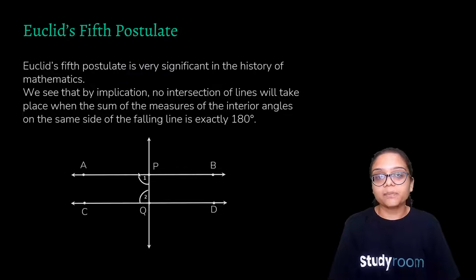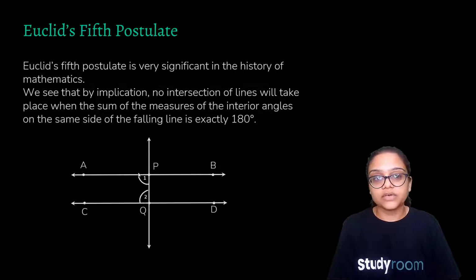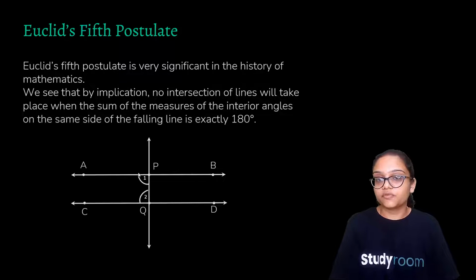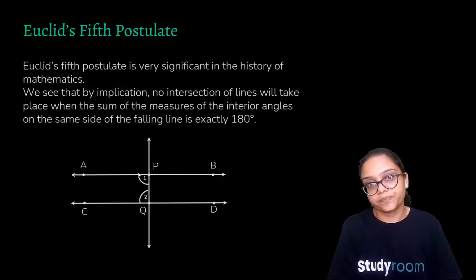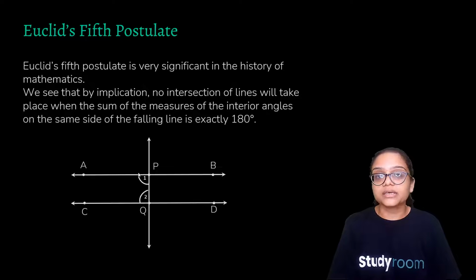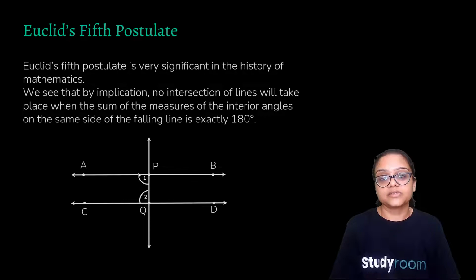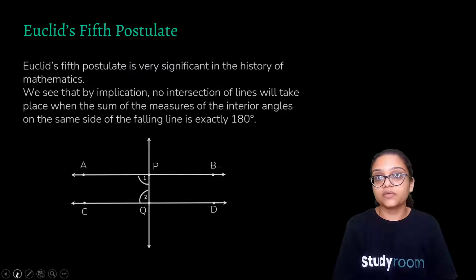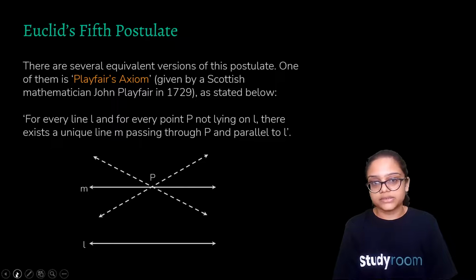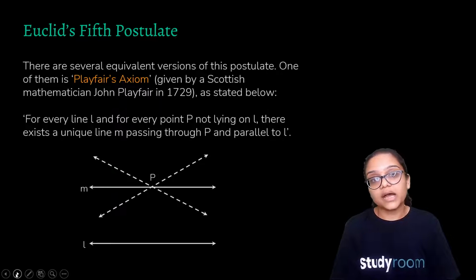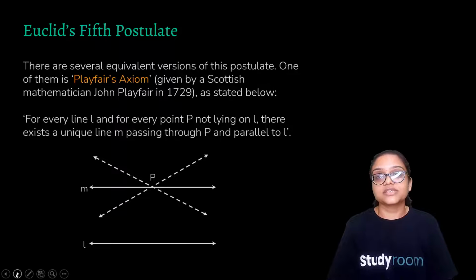We see that by implication, no intersection of the lines will take place when the sum of the measures of the interior angles on the same side of the falling line is exactly 180 degrees. We have proved that for less than 180 degrees they would intersect. So let us see what would happen if they are 180 degrees. Greater than that, they won't intersect, as we know. But if they are exactly 180 degrees, they will be parallel. This is what you have learned in other formulas, that the sum of the angles is 180 degrees.